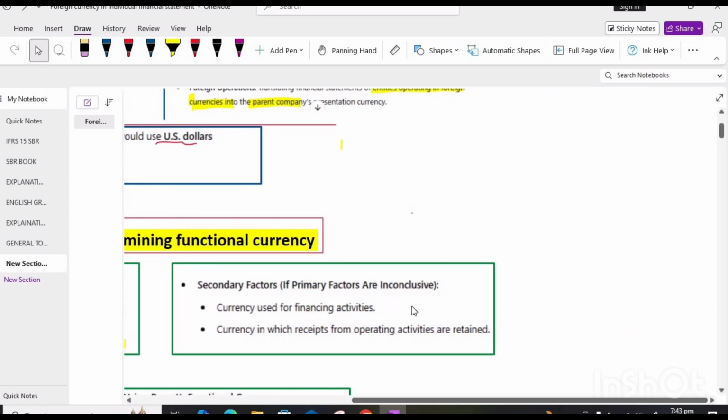If the primary factors are inconclusive, then you will have to look at the secondary factors. The first secondary factor is the currency used for financing activity. Whatever currency you use for financing activity will be your functional currency. The second secondary factor is the currency in which receipts from operating activity are retained. That will indicate your functional currency. Clear? Okay, let's move on.